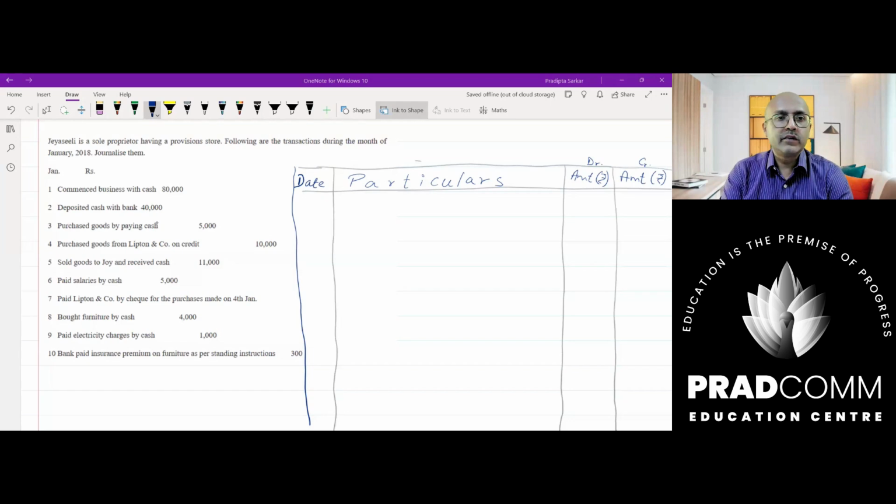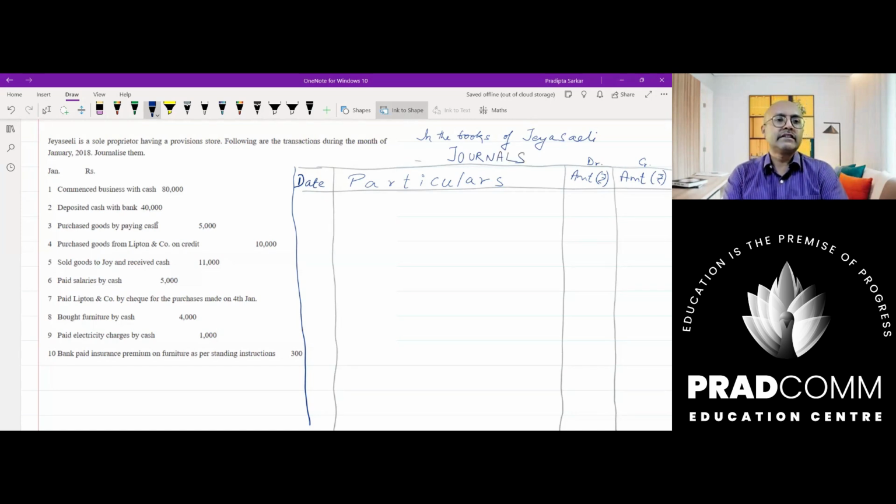Okay, so we are doing a simple journal. This is the format, as you all know. The sum will start this way. In the beginning, I will be writing in the books of Jia Saili. Okay. Then you can give the heading journals or journal entry.